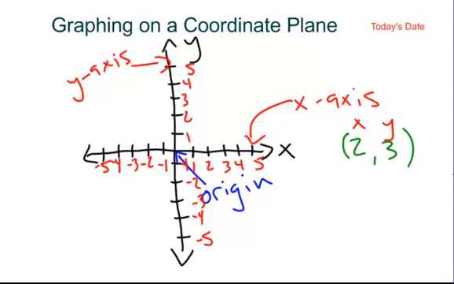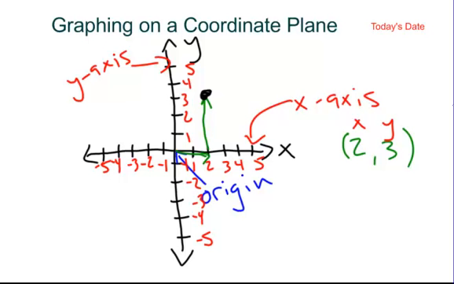So we want to go to 2, 3. So I'm going to find the 2 on the x, which is 1, 2, which is right here. And so I went 2 to the right, and I'm going to go 3 up, 1, 2, 3. Now you're not going to draw these arrows every time. I'm just drawing them to show you. So that is the point that we just made. That is 2, 3 right there. We went 2 to the right from the origin, and then 3 up.